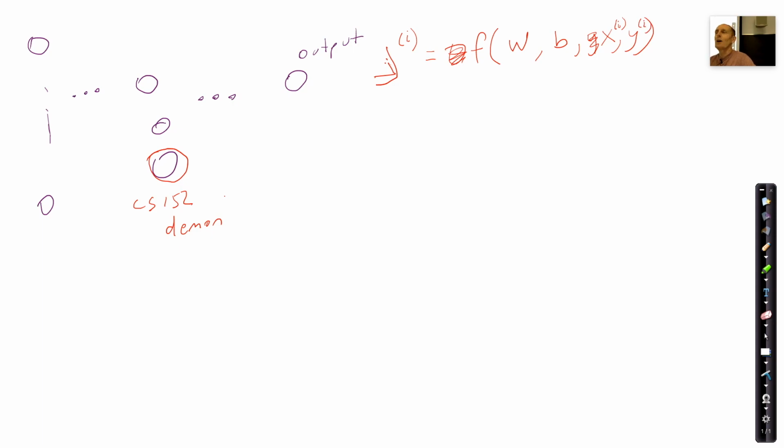But in some ways, X and Y are fixed here. The only thing we can really change is W and B to adjust the cost. And the demon says, you've got a particular cost now. I'm in charge of this neuron. What could I do to the weighted input to change the cost? Okay. So what's the value of this weighted input?